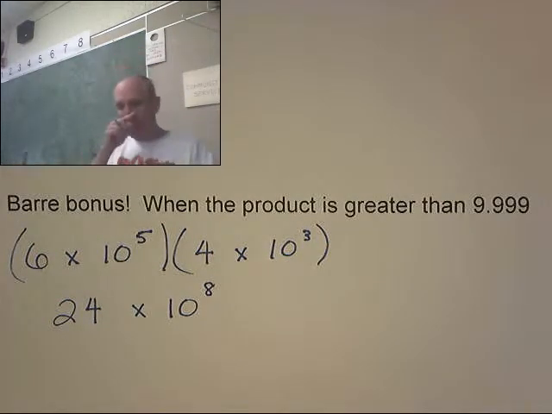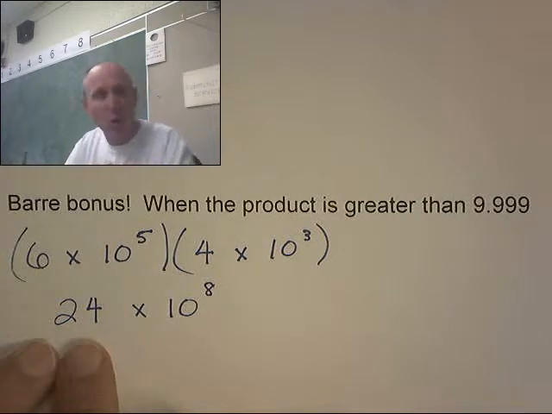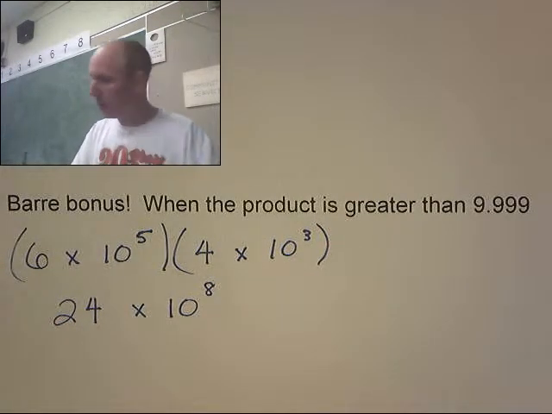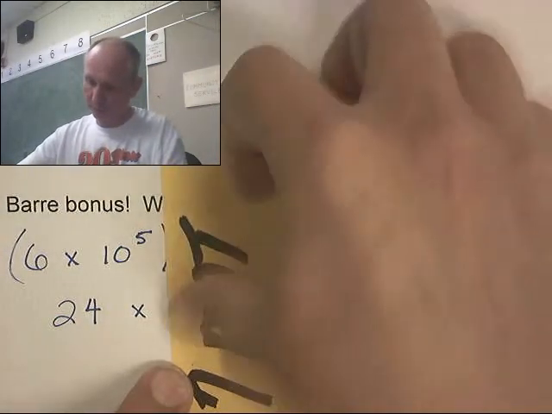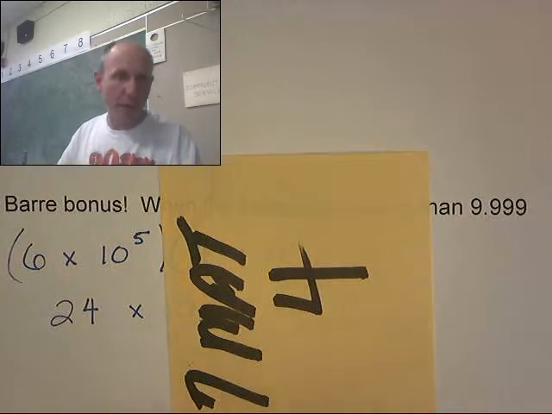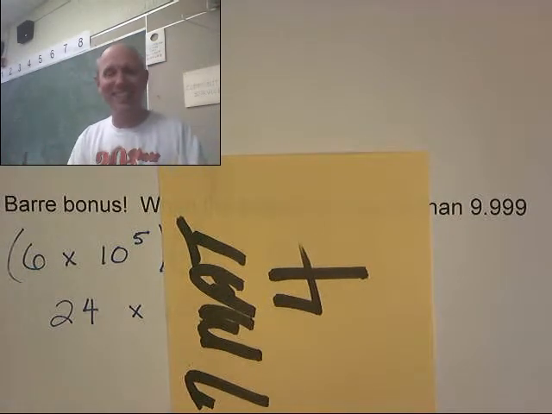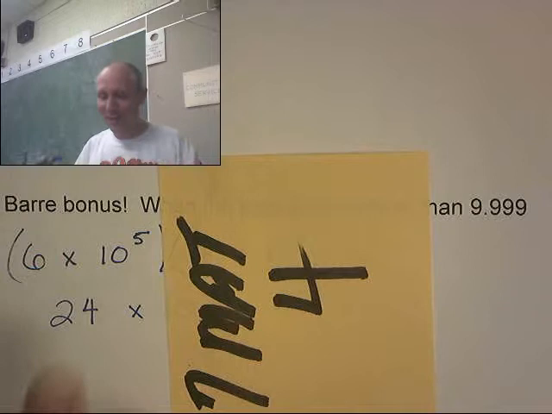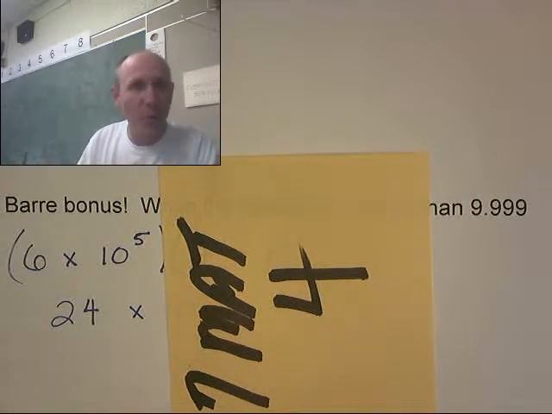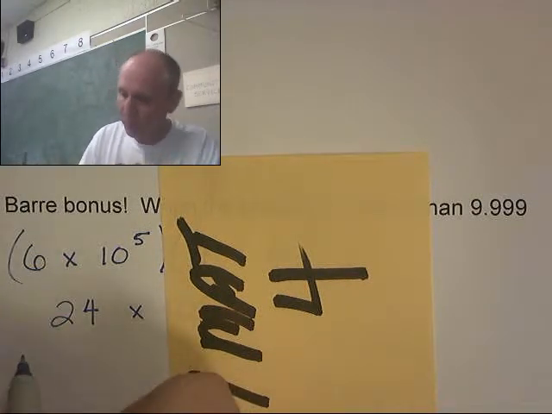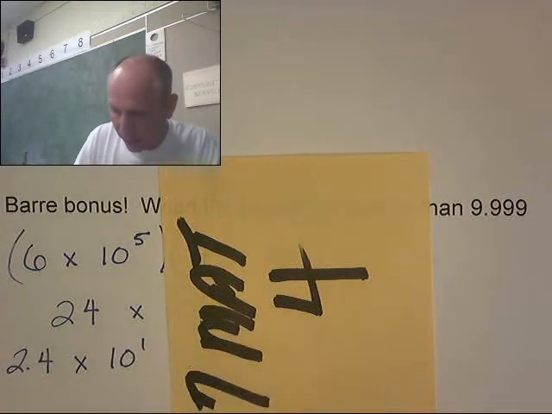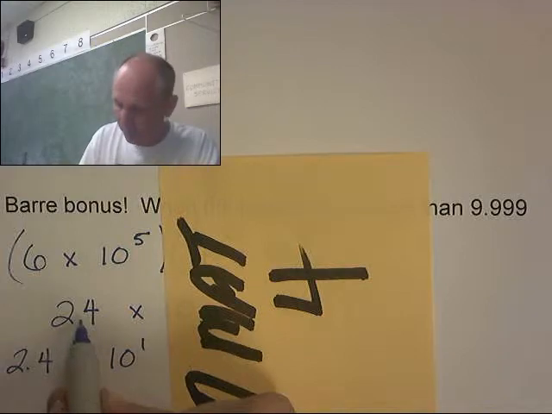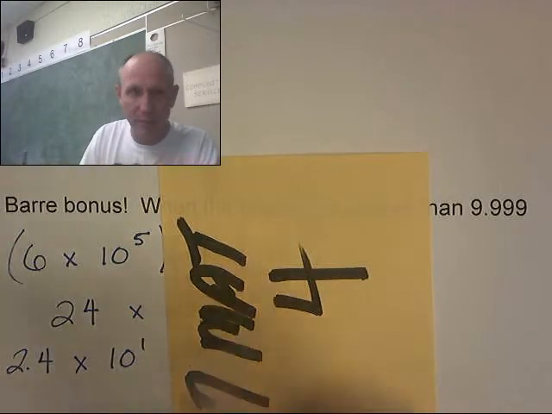But the problem is, this is no longer in scientific notation. We lost it. So ignore the 10 to the whatever right now. I'm going to put this post-it note there. Ignore that. Ignore everything. All right. What is 24 written in scientific notation? Well, that's 2.4 times 10 to the 1st, right? 1 decimal jump.